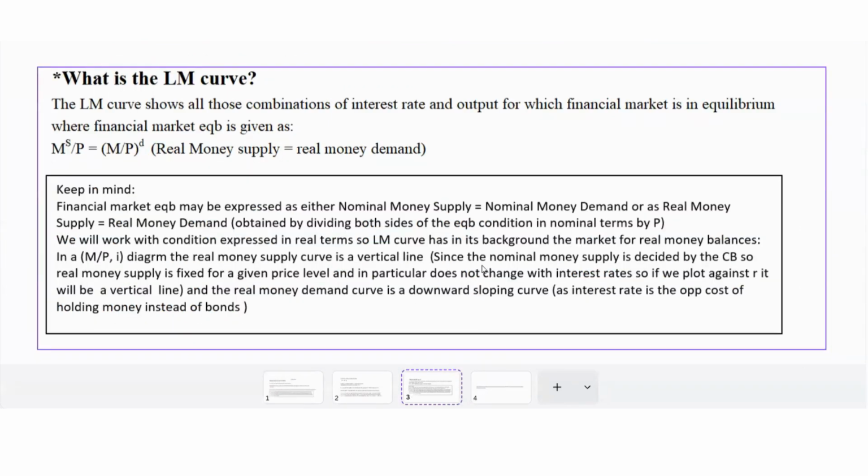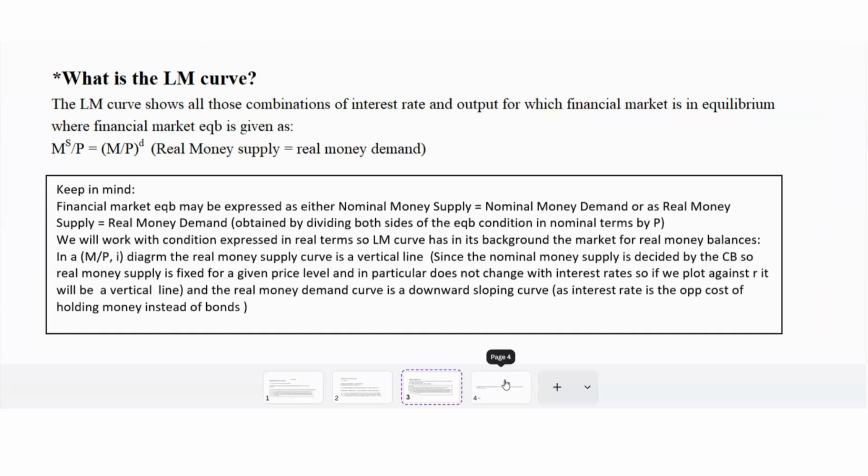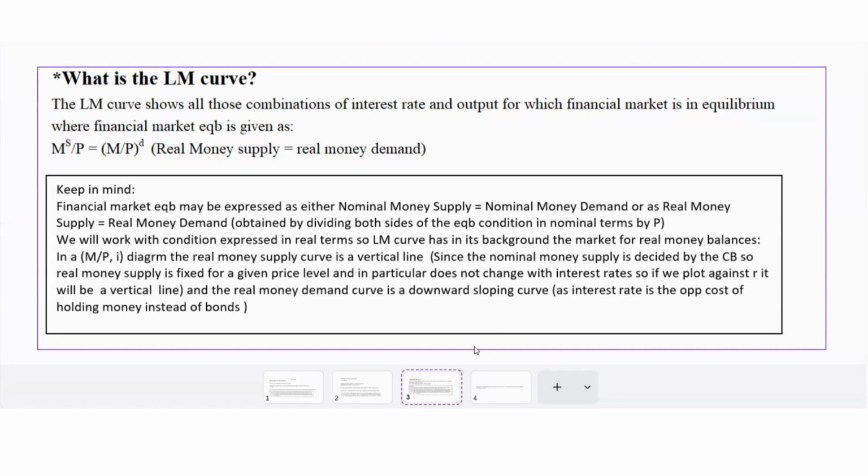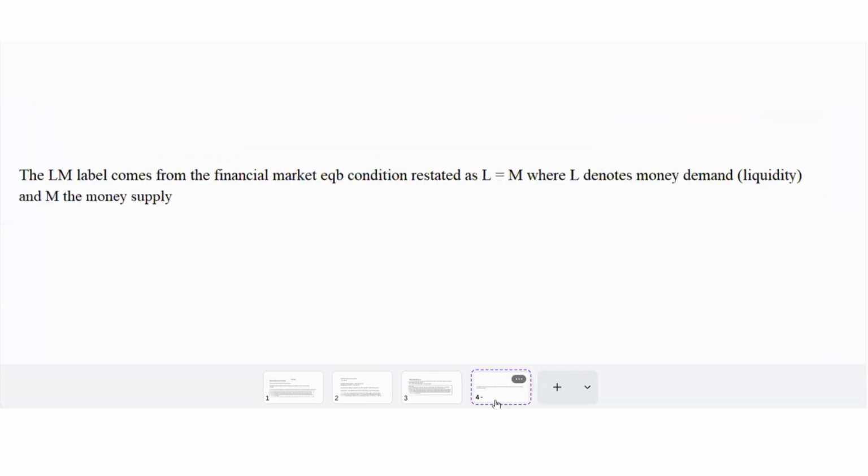So the LM curve has in its background the market for real money balances. When we plot it in a diagram, on the horizontal axis we have real money balances, and on the vertical axis we have the interest rate. The real money supply curve will be a vertical line and the real money demand curve will be downward sloping in this diagram. So the LM curve has in its background the market for real money balances. The IS curve had in its background the goods market.